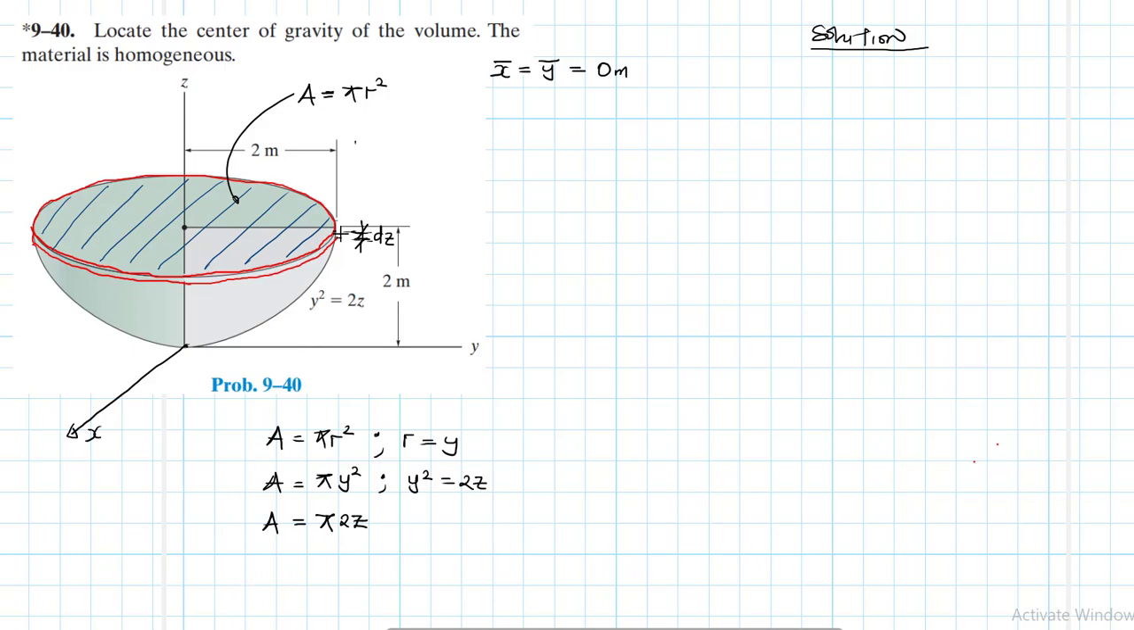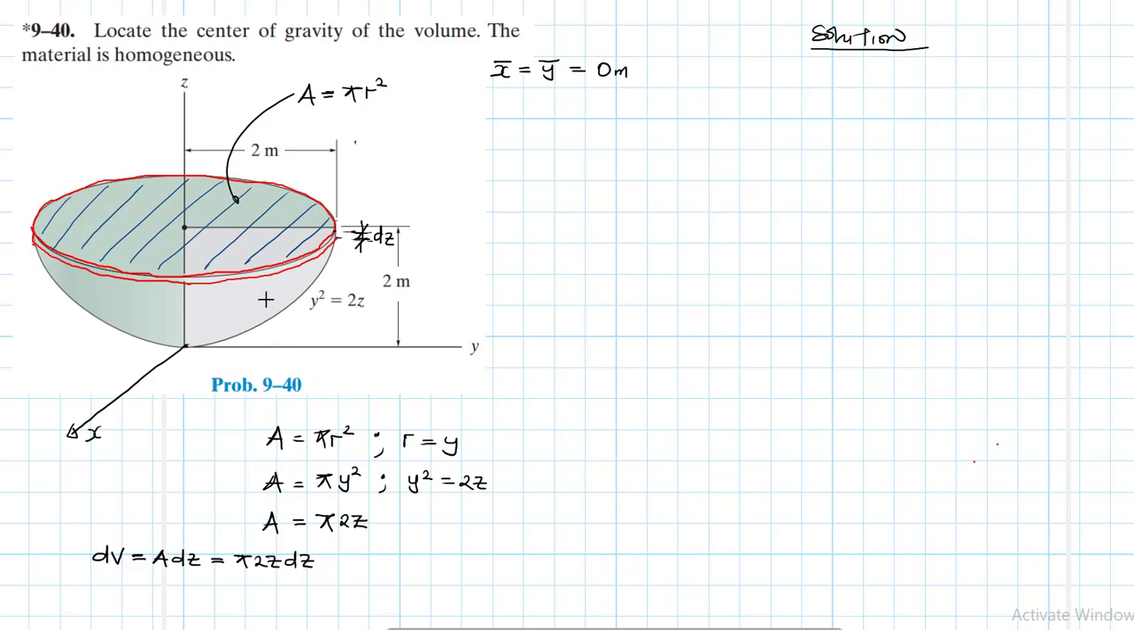So if we were to write the volume of this small disk, dV is equal to this area times dz, right? Is that fine? And then this becomes equal to pi 2z dz. Is it okay? Great. So this is our small volume of this disk.